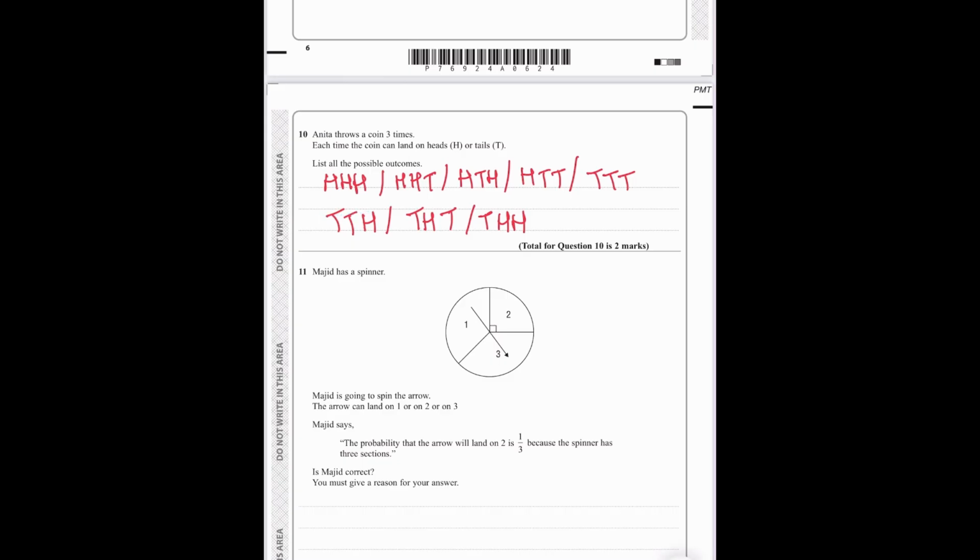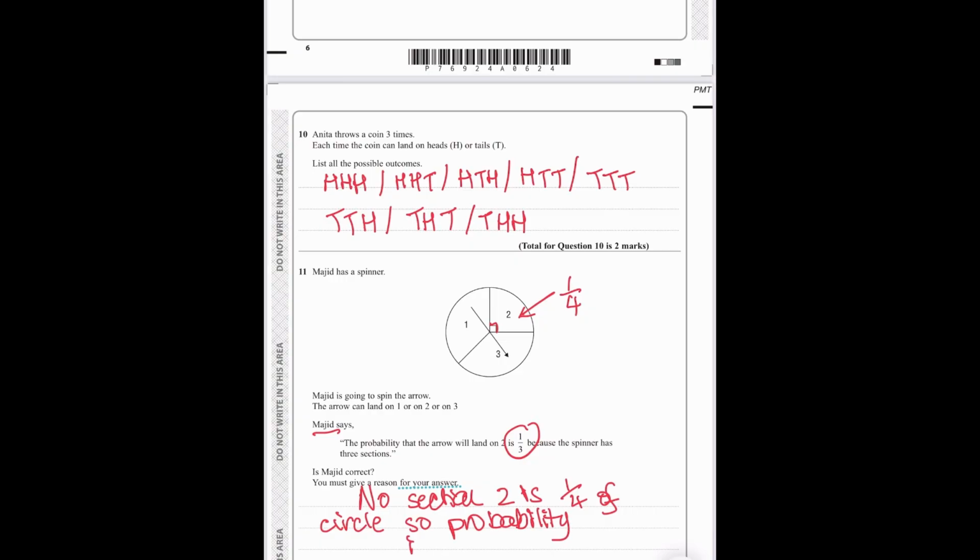Majid has a spinner. Majid is going to spin the arrow. The arrow can land on a 1, 2 or a 3. Majid says the probability that the arrow will land on 2 is 1/3 because the spinner has 3 sections. Well, if we look at section 2, we can see that right angle there. That means it's 1/4 of the circle. So is he correct? No, because section 2 is 1/4 of the circle. So the probability is 1/4.